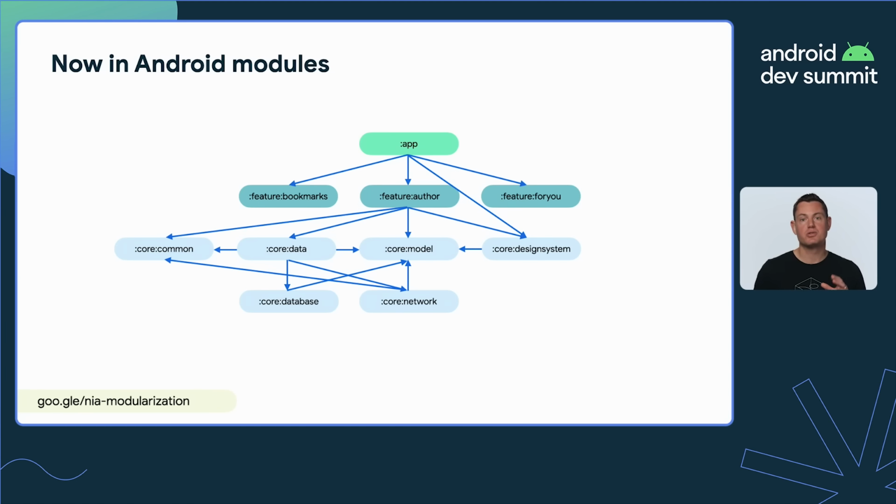This modularization strategy helped us to build a loosely coupled graph of modules for Now in Android, enabling us to work in parallel and reduce the amount of time deciding where to put new code. You don't have to modularize from the outset, but if you know your project needs to scale, you can save a lot of time by introducing a modularization strategy early.